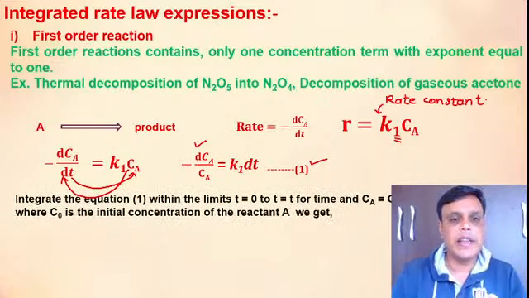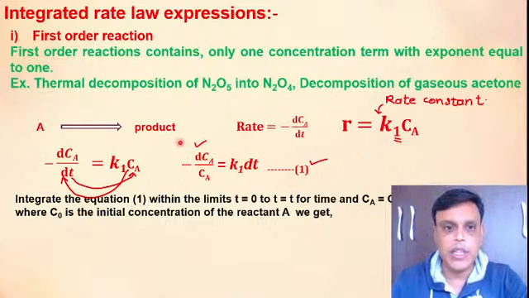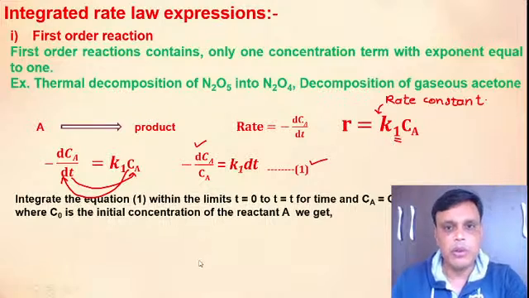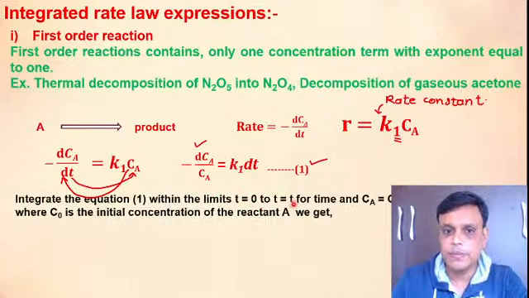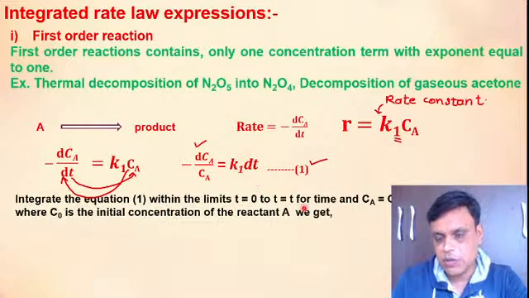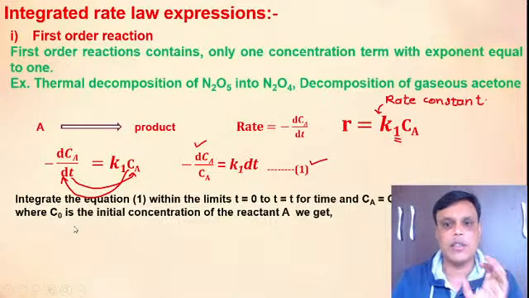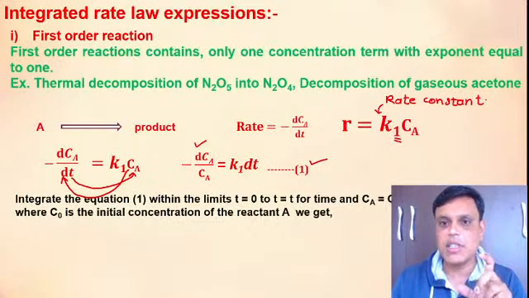Then we will integrate equation number 1 within the limits of time and the limits of concentration of reactant. We integrate from t equal to 0 to t equal to t for time, and CA equal to C0 to CA equal to CA for concentration, where C0 is the initial concentration of reactant A. Please remember this: C0 is the initial concentration and CA is the concentration after time t.